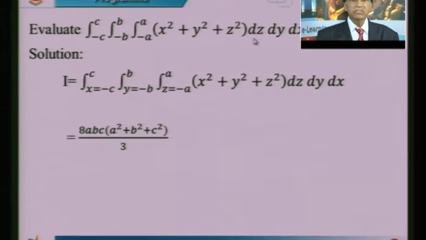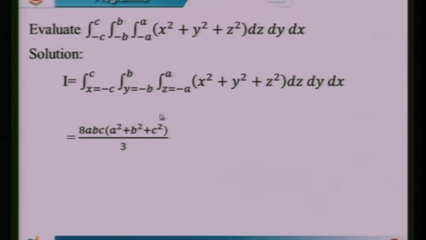For example, according to the order dz, dy, dx, the outermost integral is with respect to the variable x, the middle integral is with respect to y, and the innermost integral, with z from minus a to plus a, is the variation for z. This is I equal to the triple integral of x square plus y square plus z square dz, dy, dx. Then let us see how this triple integral goes for constant limits.